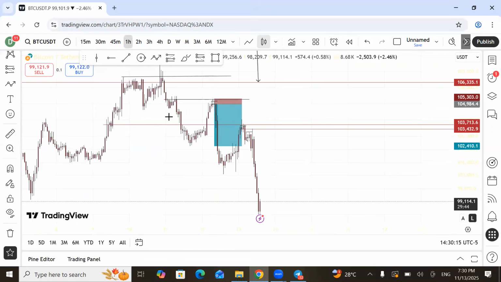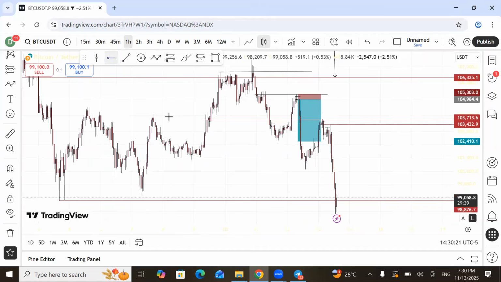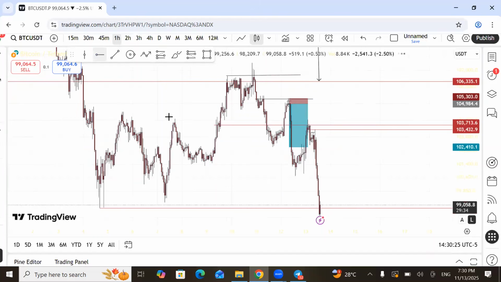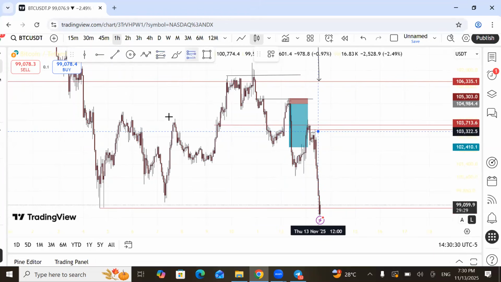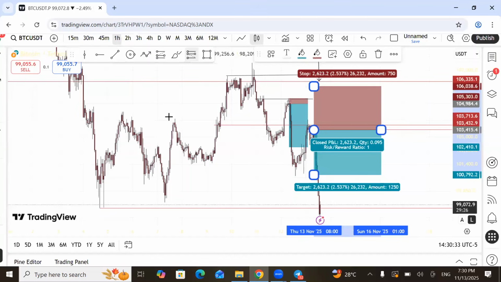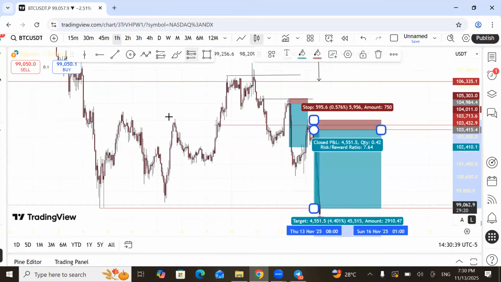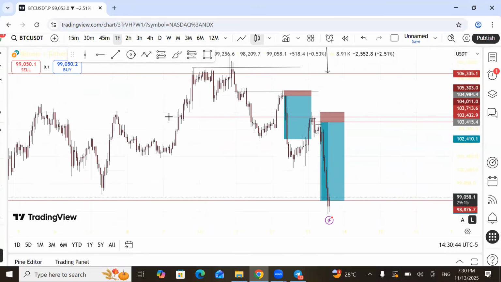Have an inducement. This is my target. This daily low is my target. So let me show you guys. This is it. This is my target. 7RR. See now. 7RR. So I caught 2 trades on BTCUSDT.